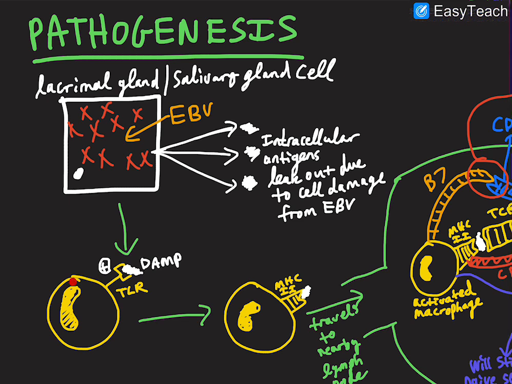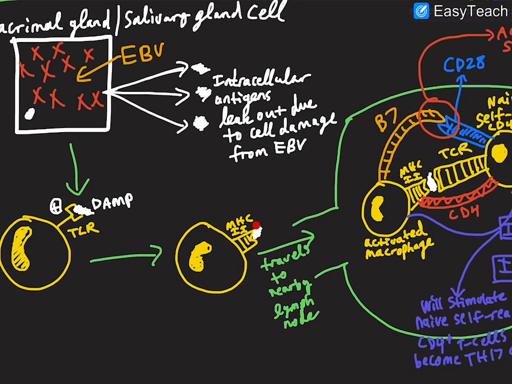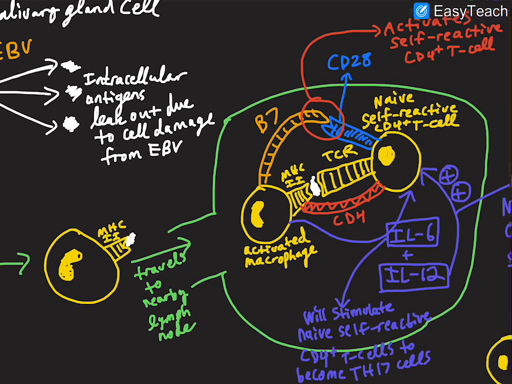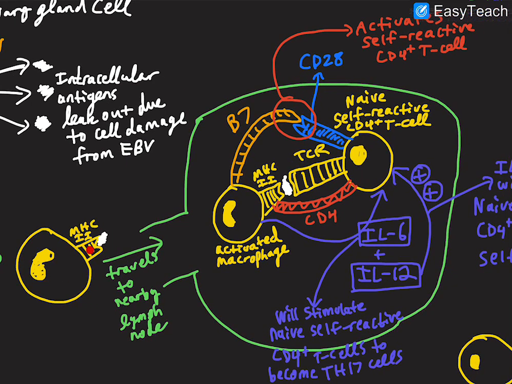right? So let's say our macrophages recognize these self-antigens due to the destruction of our glandular cells like our lacrimal glands and salivary glands. It's going to phagocytose these self-antigens, break them up, and present them on MHC2. And then afterwards, let's say we have a nearby lymph node that our macrophages or antigen presenting cells can go to. Let's say these macrophages reach our lymph node.